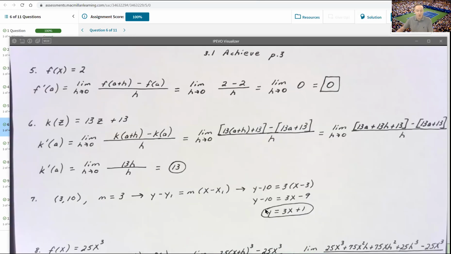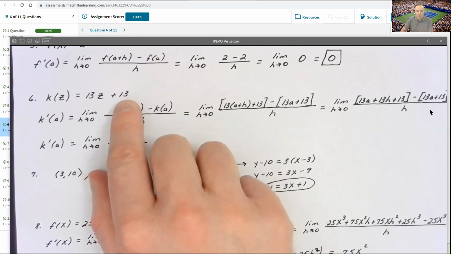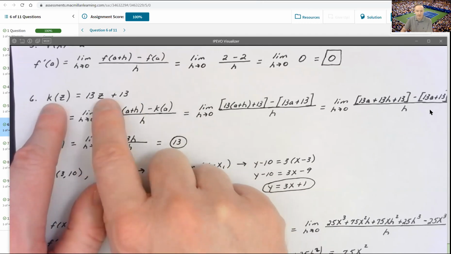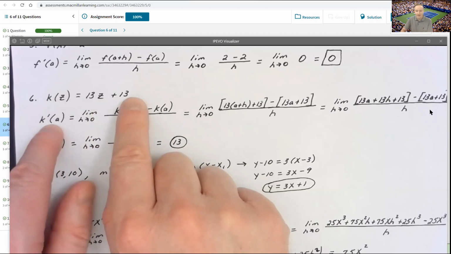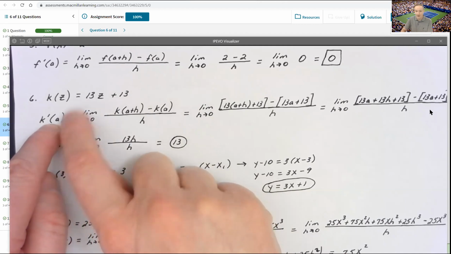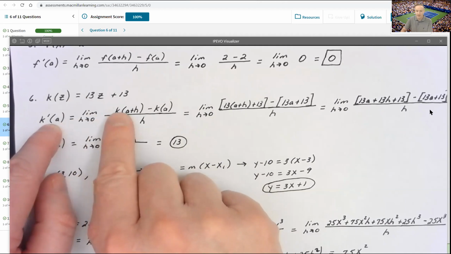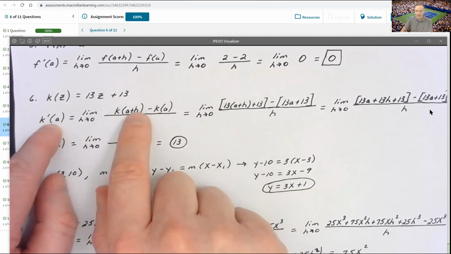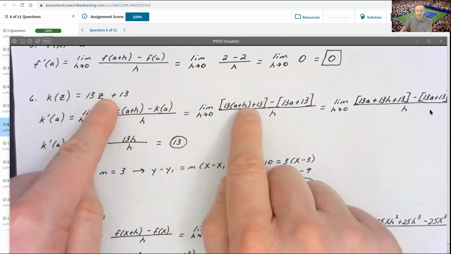But if I try to show my work for that, now again, I already know the answer is 13, but if you wanted to show it algebraically, how would you do it? They chose to put this with the variable z, so k of z is 13z plus 13. So if I wanted to find the derivative evaluated at the value of a, where a is the value of z of interest, I can say, well, then this is the limit as h approaches 0 of k of a plus h minus k of a over h. What is k of a plus h? It's the same thing as k, but in the place of z, you put an a plus h.